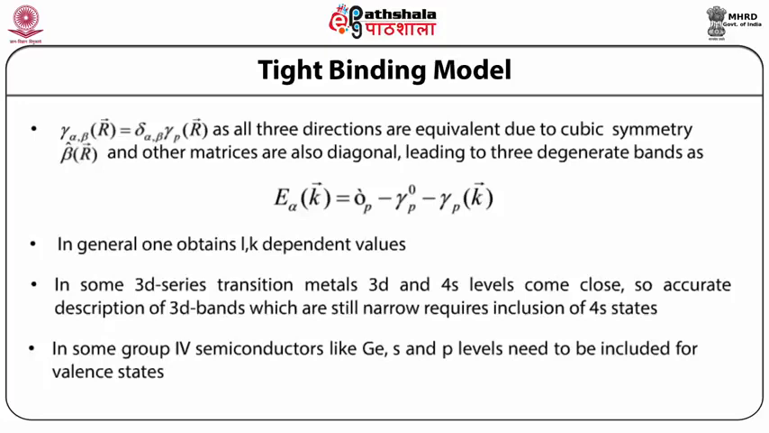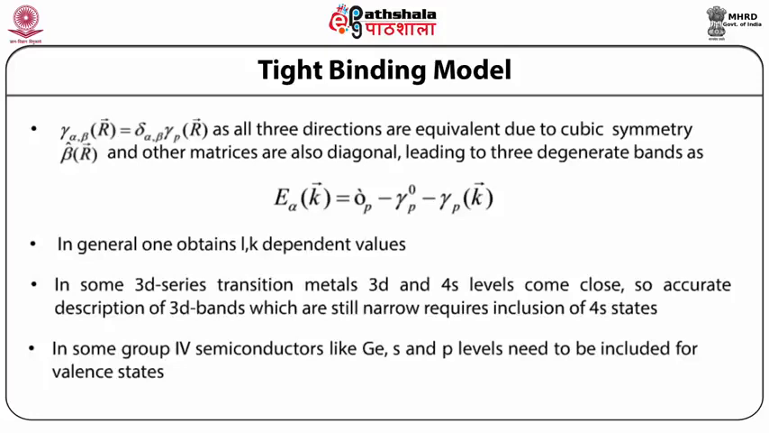If we had used spherical harmonics or any other linear combination, the same result would be achieved, but with a little more effort, as the matrices gamma beta would not be diagonal. In general, one obtains L k-dependent eigenvalues. However, in several problems, levels other than just degenerate levels need to be included. This happens when these other levels are also close in energy.